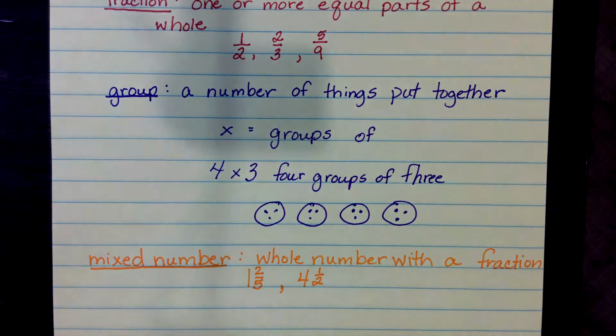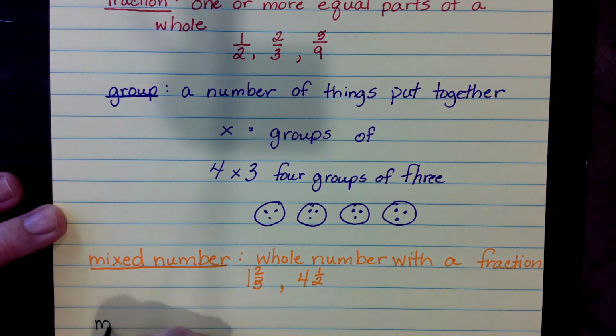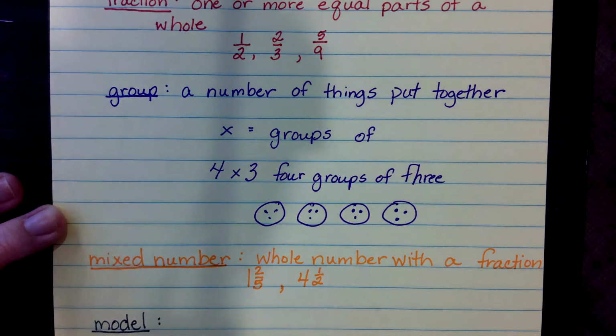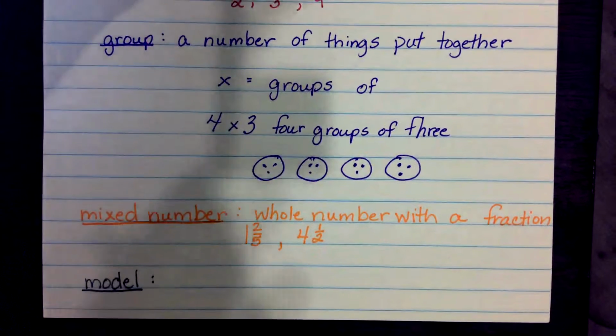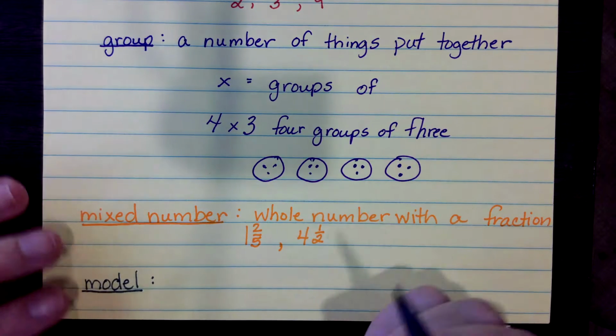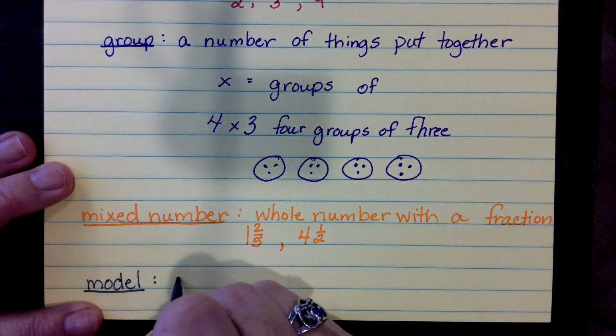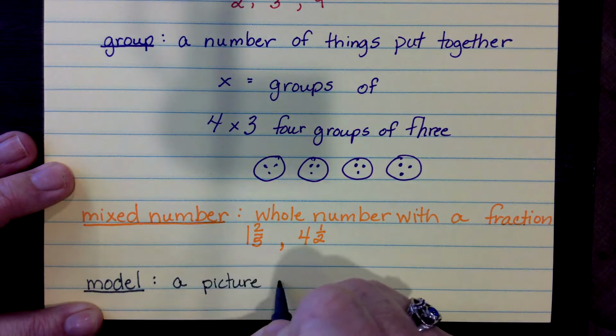Your final word, certainly not the least of these, is the word model. Because we've used the word model a couple different ways, as a noun and as a verb, we're actually going to use it as a noun, and it's a picture of a math expression. A picture representing math.